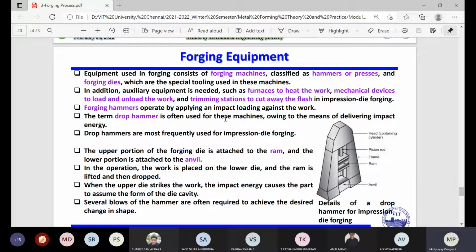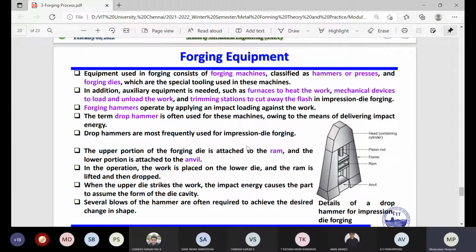The forging hammers operate by applying an impact loading against the work. If you see the schematic diagram here, it shows the details of a drop hammer for impression die forging. This kind of structure we have already talked about in machining. The bottom part is known as the anvil, and this is the ram here, these are the frame, and this is the piston rod. This one is the head, which is controlling or holding all the parts. This is the frame, and this is the ram here in between, and the bottom part is known as the anvil. The term drop hammer is often used for these machines owing to the means of delivering impact energy.